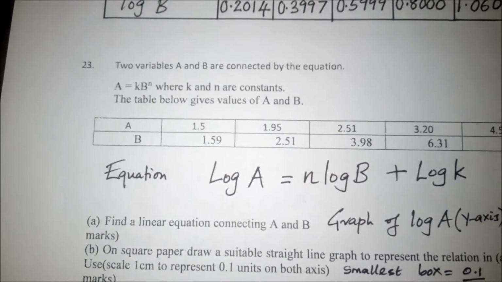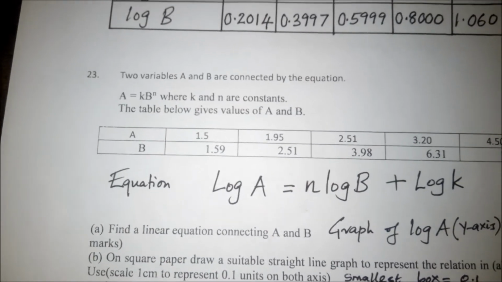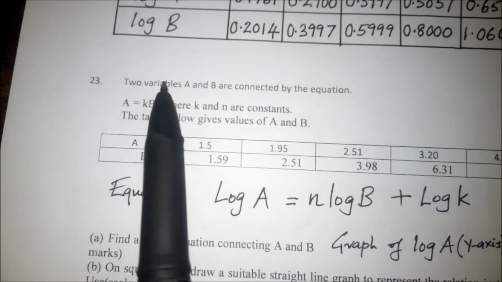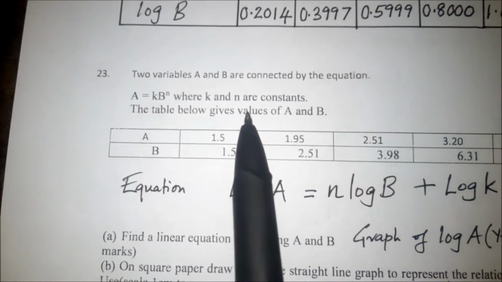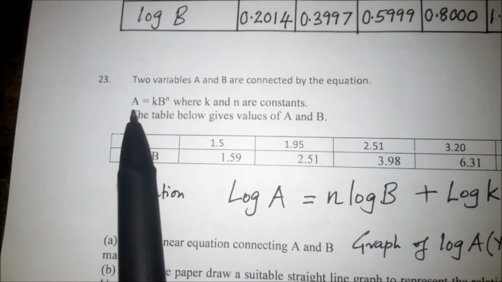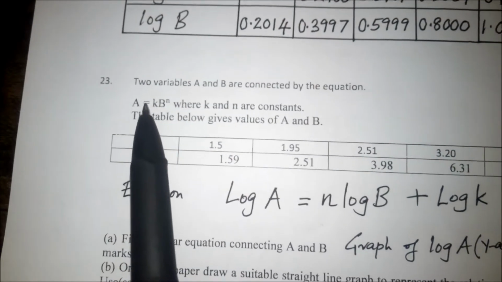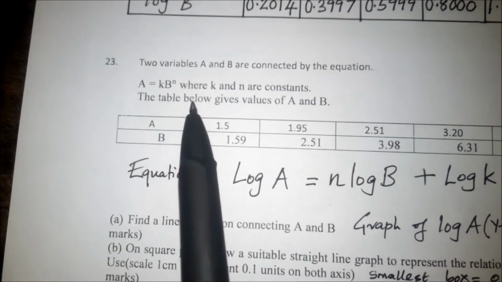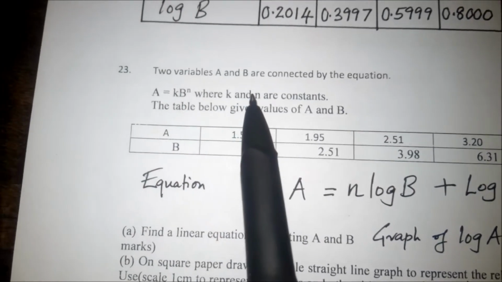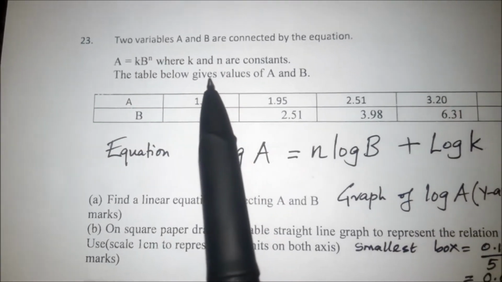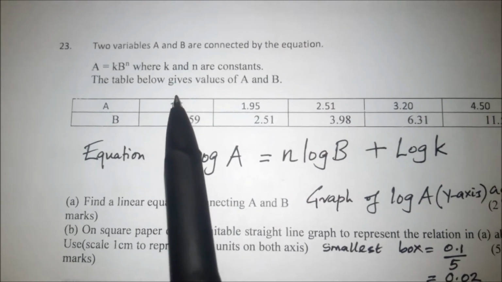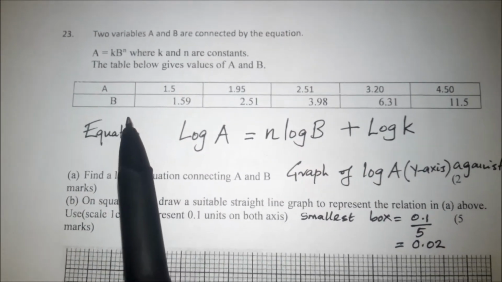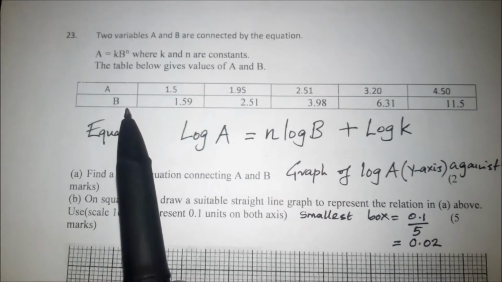As you can see, the question is: two variables, A and B, are connected by the equation A equals K B to the power n, where K and N are constants. Then we have the table below giving values of A and values of B.